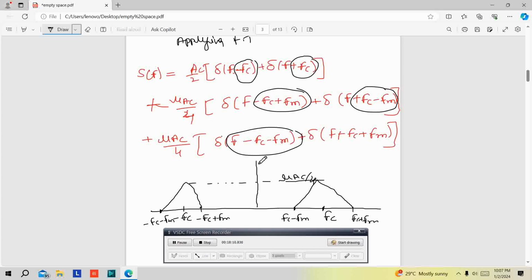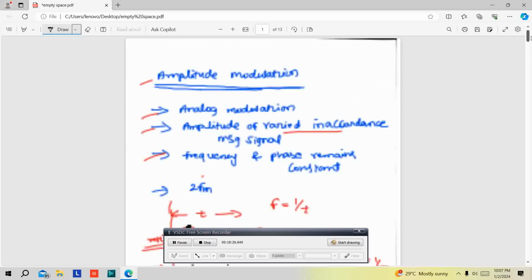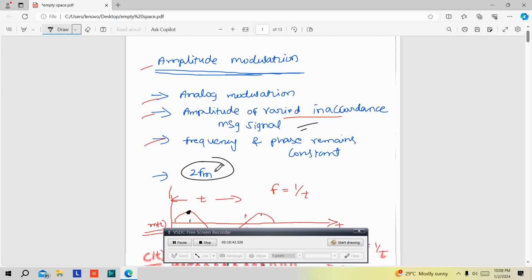So this is the frequency spectrum S of f, and this is f. So this is the time domain and frequency domain representation of an AM wave. Let me glance once again at the concepts we have discussed. We have discussed what AM is. AM, amplitude modulation, is one of the analog modulation techniques. Here the amplitude of the carrier is varied in accordance with the instantaneous value of the message signal, while frequency and phase remain constant, and its transmission bandwidth is 2 fm.